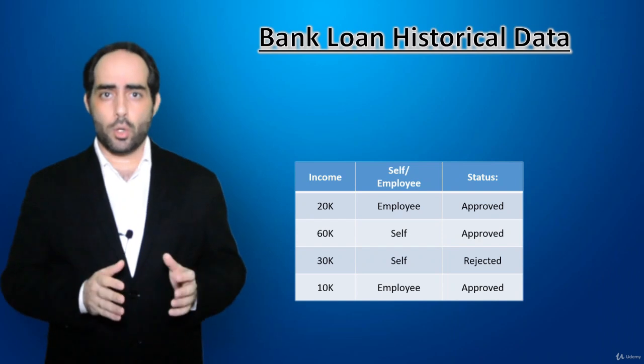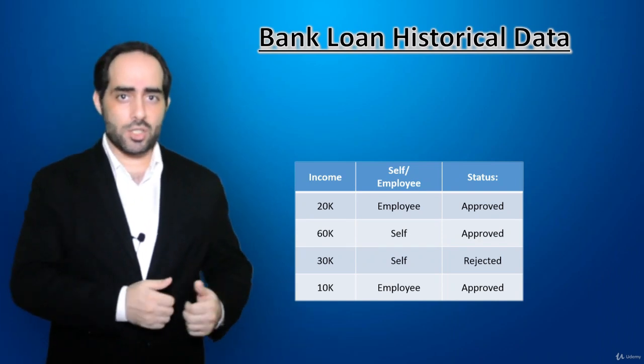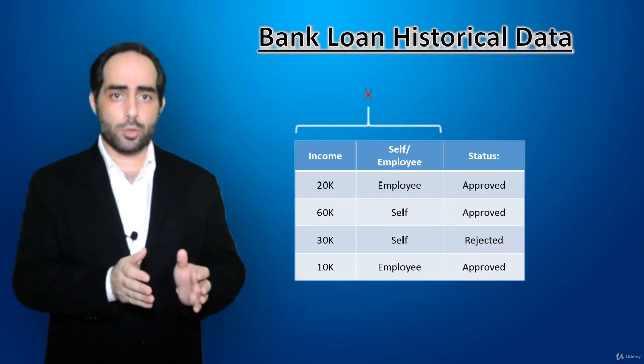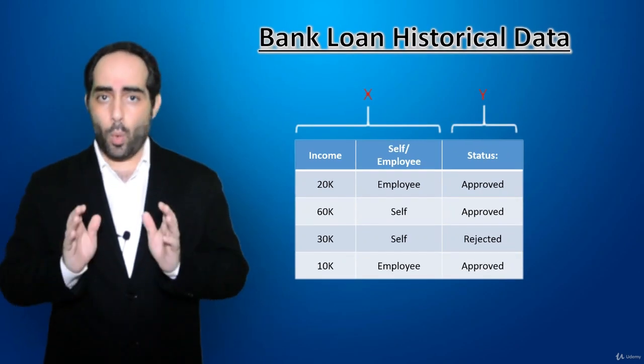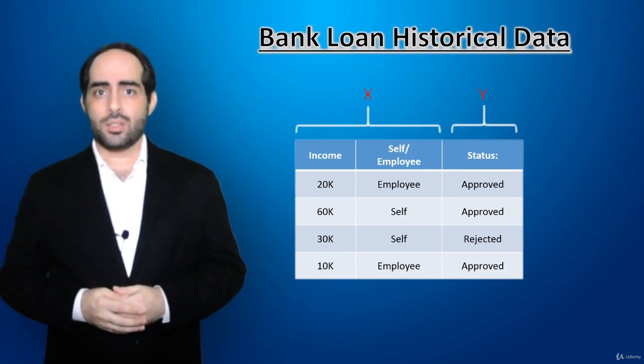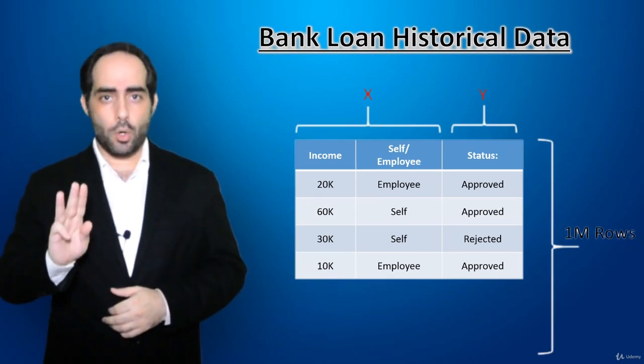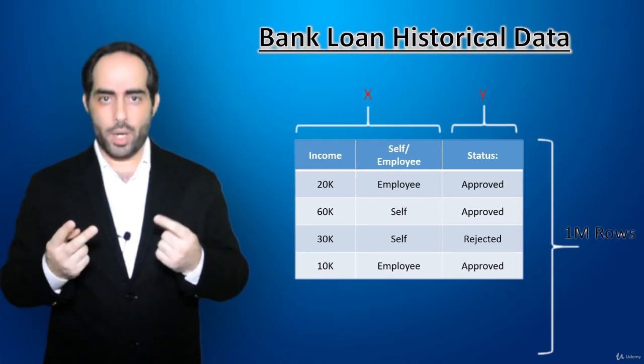Here we can call the columns which are going to be used to take a decision X, and the columns which are going to be used for the output, or the decision column, Y. Let's assume that we have 1 million rows in our data with 3 columns: 2 X and 1 Y.